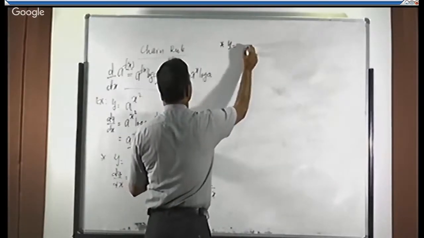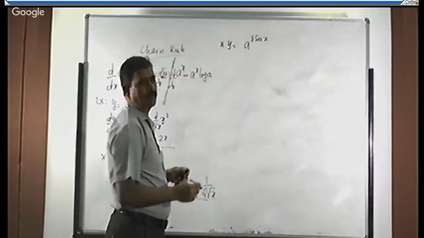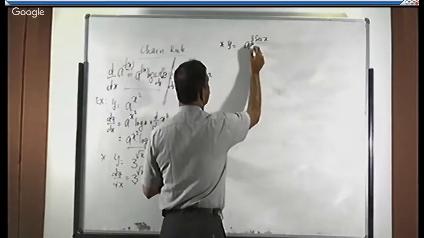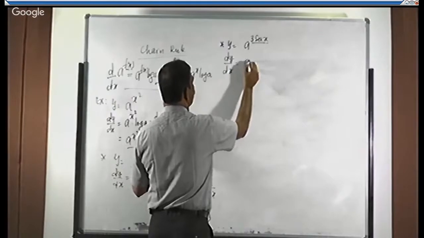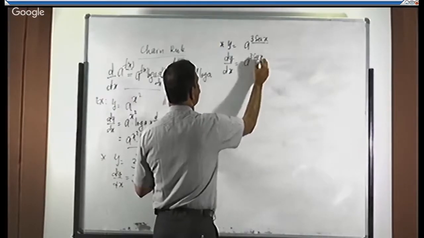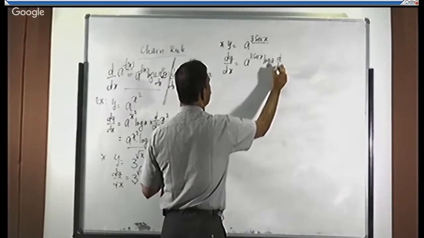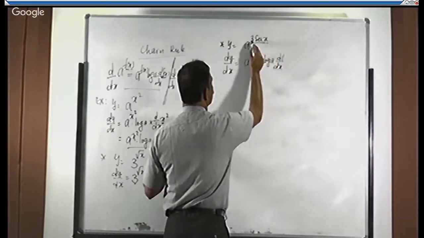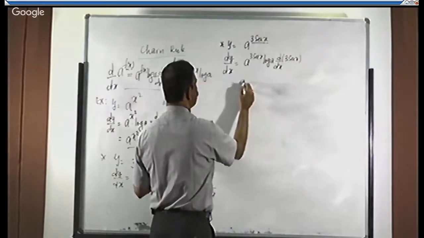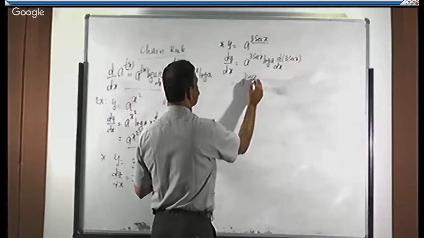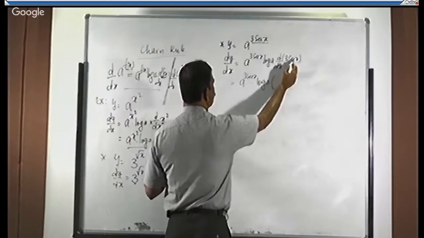Y is equal to a to the power of 3 secant x. What is the function? It is 3 secant x, correct? dy by dx is equal to what? It is a power function into log of a into d by dx of function, which is 3 secant x. That is equal to a power 3 secant x into log a into differentiation of 3 into secant x.